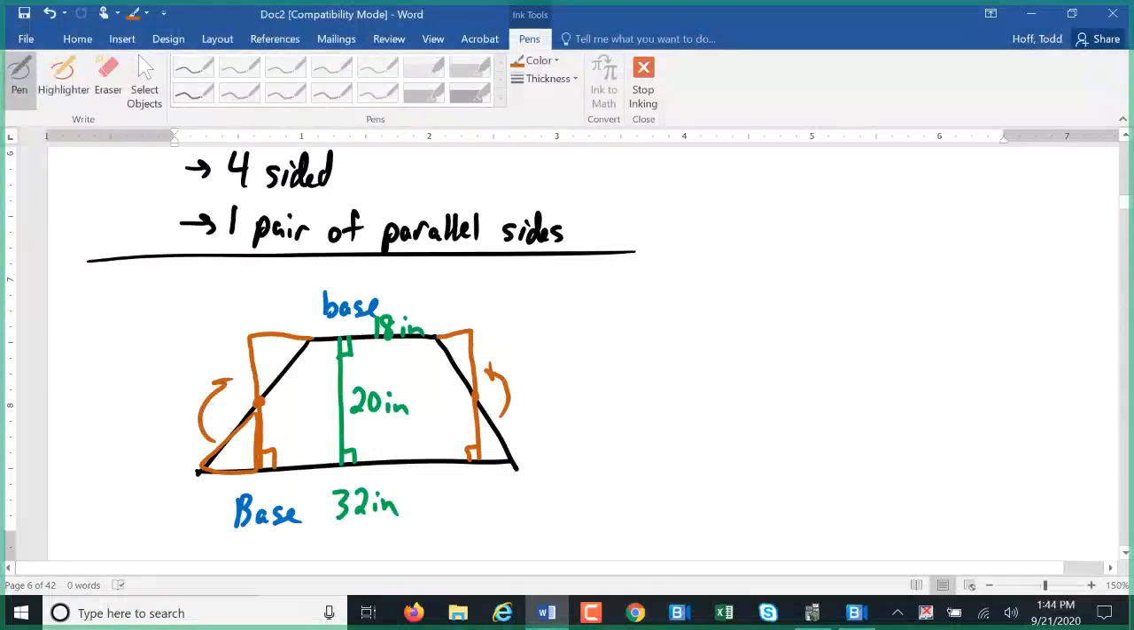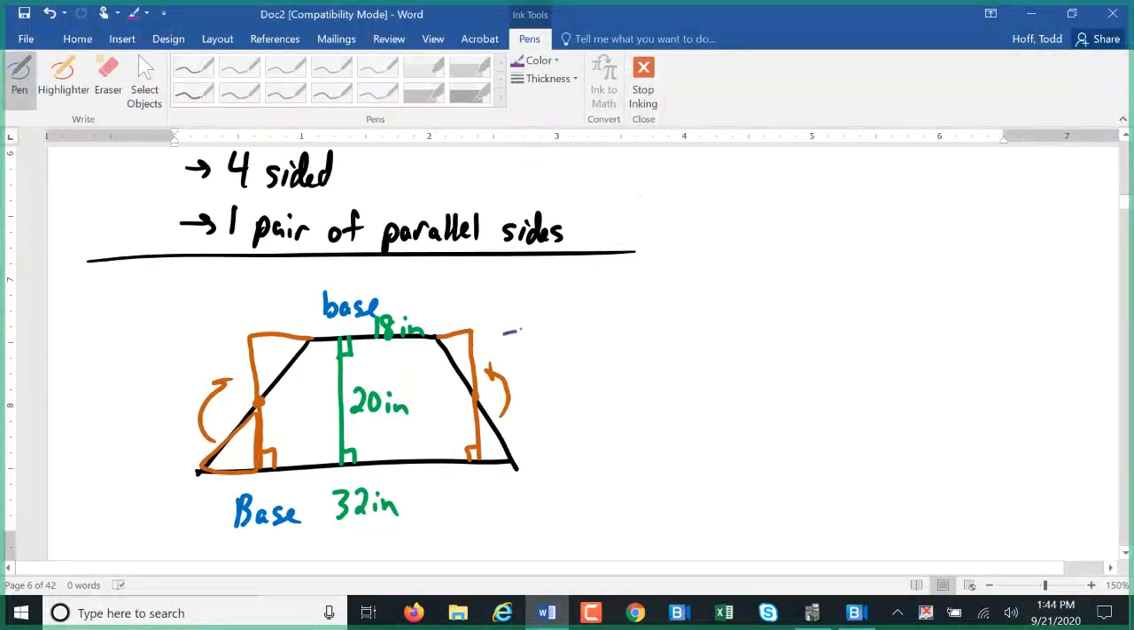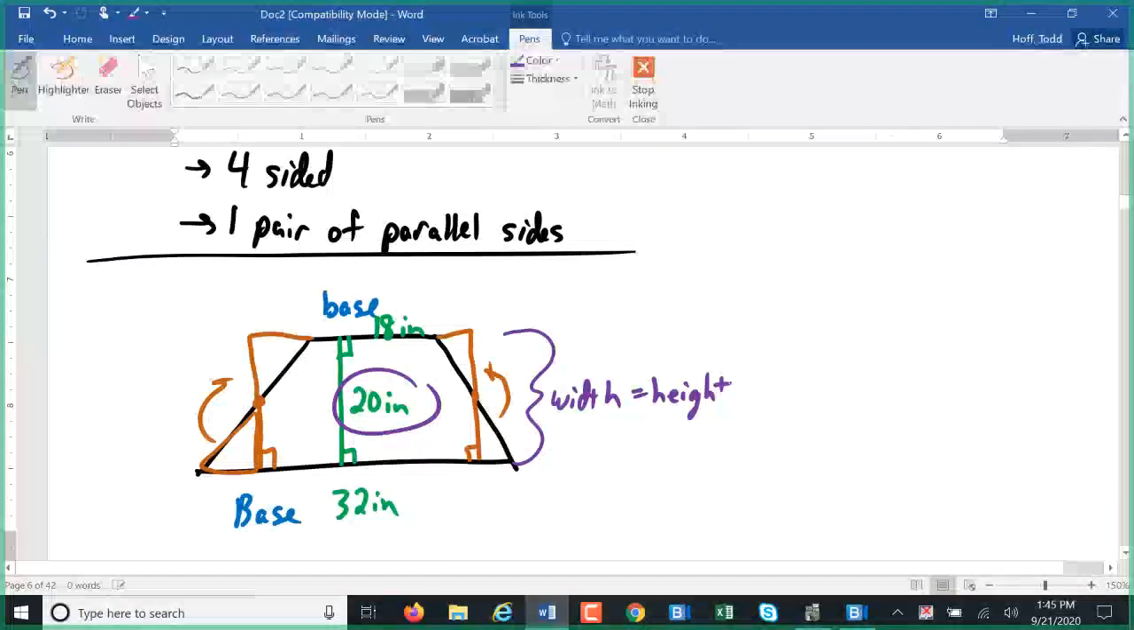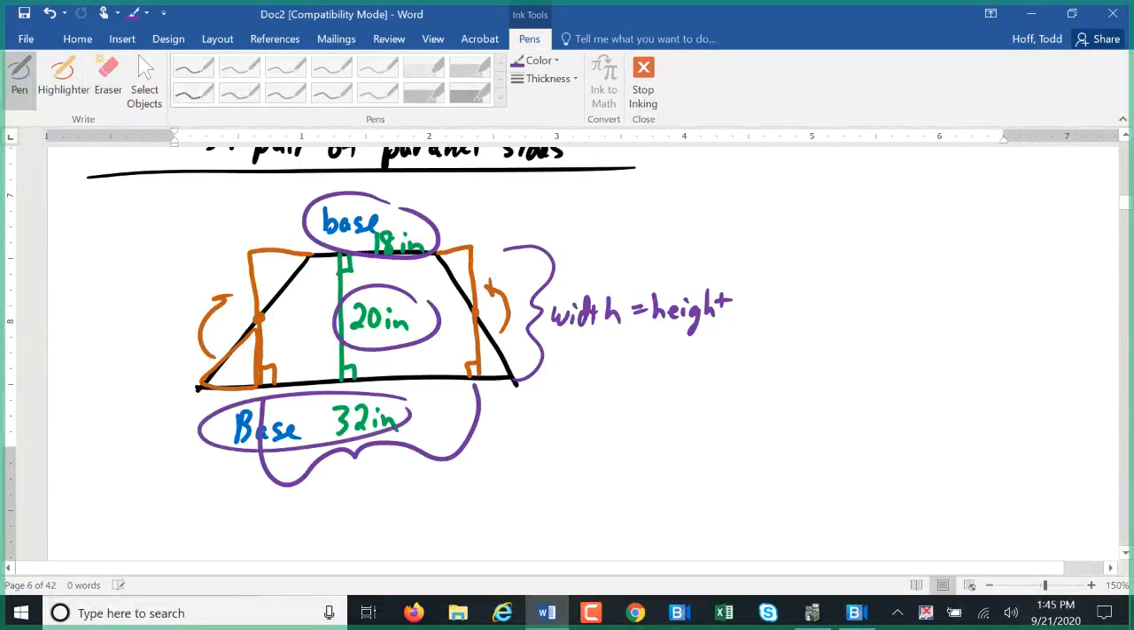I now have a rectangle. The rectangle here has a width that's just equal to that height of 20 inches. That's just equal to the height of the trapezoid. The length is the trickier part. The length here is longer than the small base, but smaller than the big base. In fact, it's exactly halfway in between.